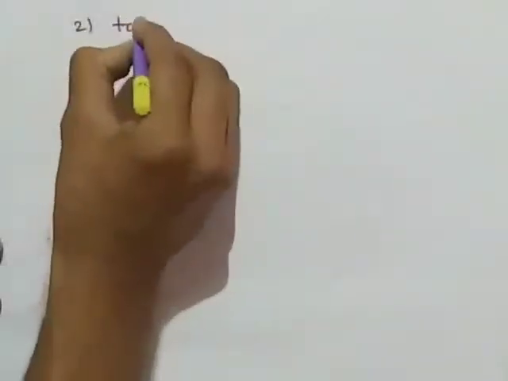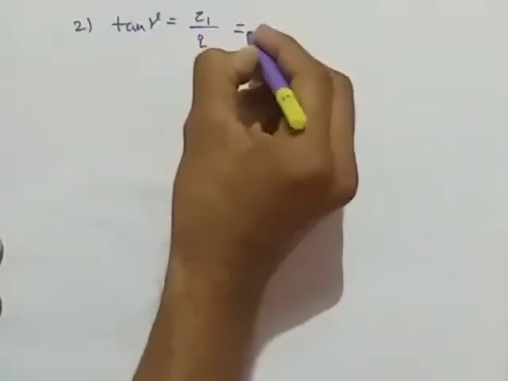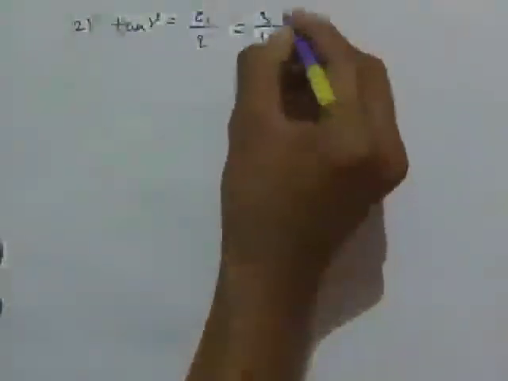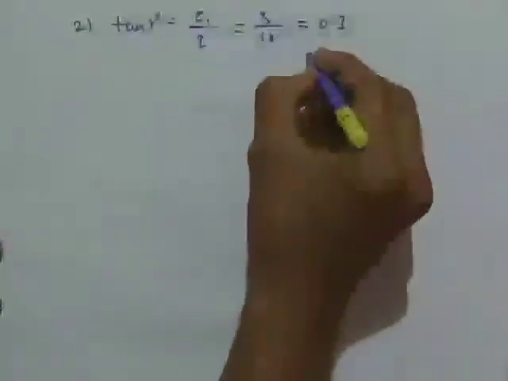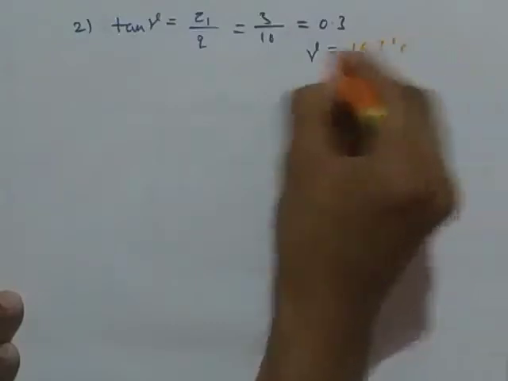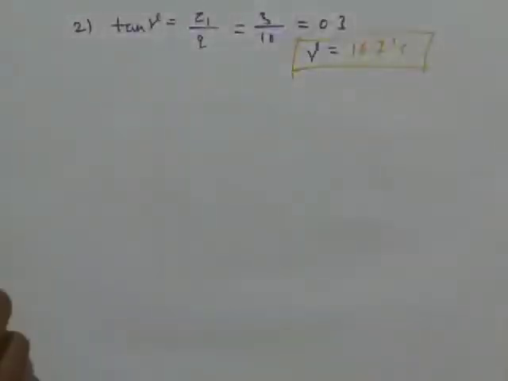Next, after getting this value, we can find tan of gamma. Tan gamma is given as z1 upon q, where z1 was 3 and q was 10, so it will be 0.3. Therefore, gamma comes out as 16.7 degrees, the lead angle.